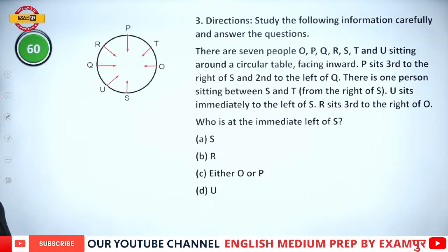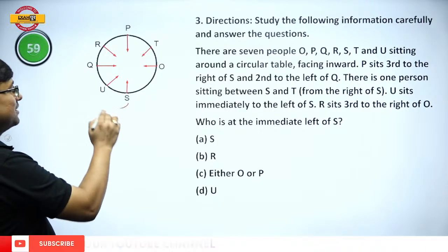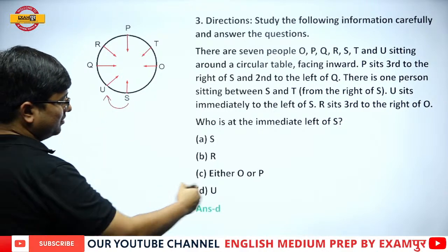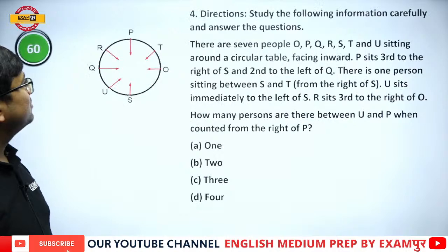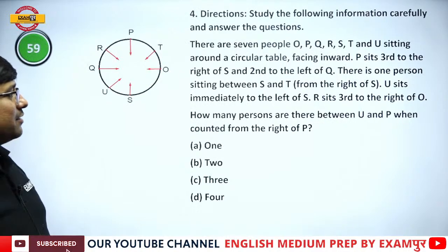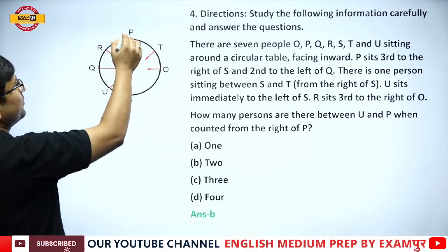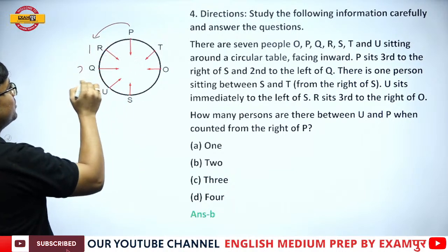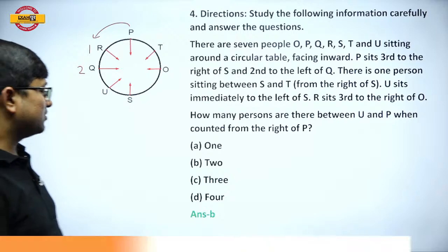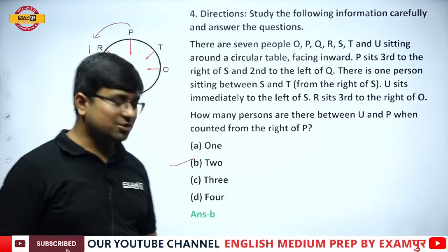Next. Who is at immediate left of S? It's U. Answer is option number D, that is U. Now, how many persons are there between U and P when counted from the right of P? They are 1 and 2. So the correct answer is option number B, that is 2.